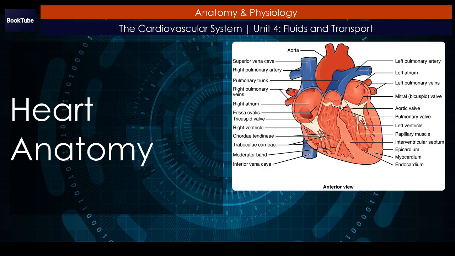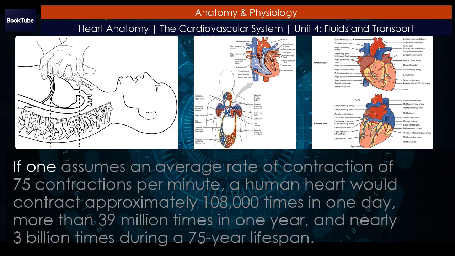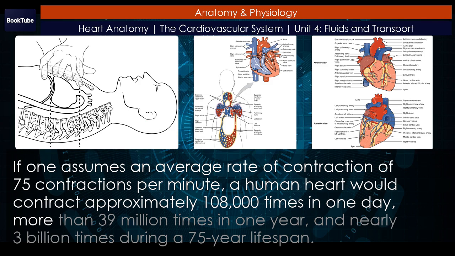Heart anatomy. The vital importance of the heart is obvious. If one assumes an average rate of contraction of 75 contractions per minute, a human heart would contract approximately 108,000 times in one day, more than 39 million times in 1 year, and nearly 3 billion times during a 75-year lifespan.